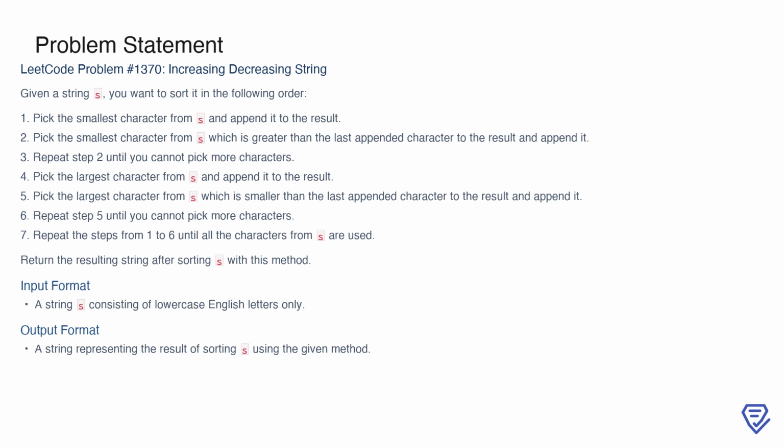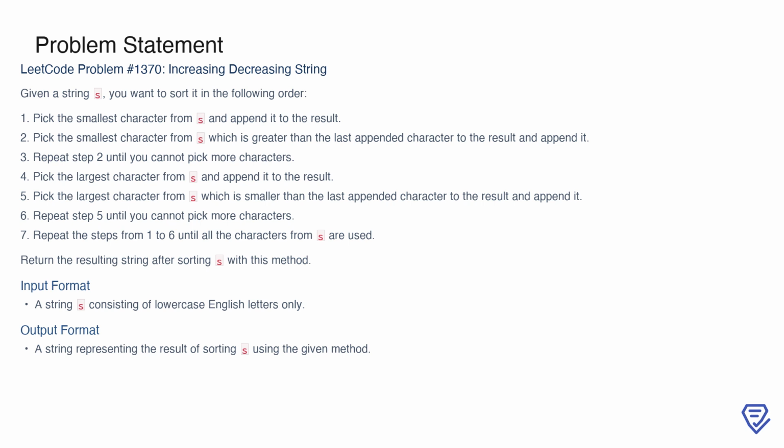In this problem, we are given a string S that consists of only lowercase English letters. The goal is to sort this string using a specific pattern. First, we pick the smallest character from the string and append it to the result. Then, we continue picking the smallest character that is greater than the last appended character, repeating this process as long as possible. Once no more characters can be picked in increasing order, we switch to picking the largest character from the string and append it.